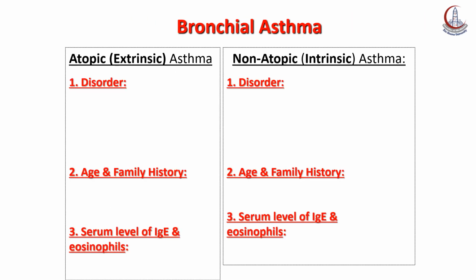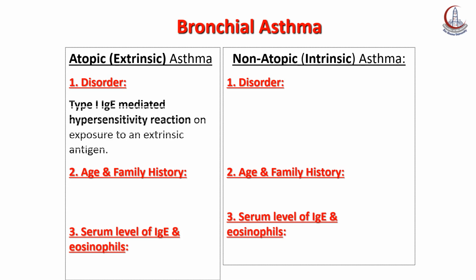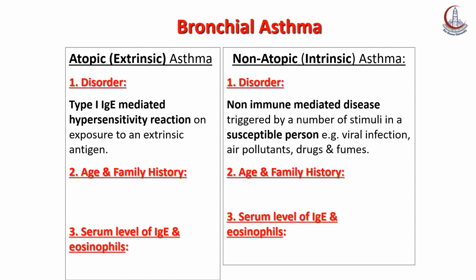This table shows the difference between the two types of bronchial asthma, atopic and non-atopic. The atopic asthma is a type 1 immunoglobulin E mediated hypersensitivity reaction on exposure to an extrinsic antigen, so we call it extrinsic asthma. The non-atopic is a non-immune mediated disease triggered by a number of stimuli in a susceptible person. So we call it intrinsic asthma.